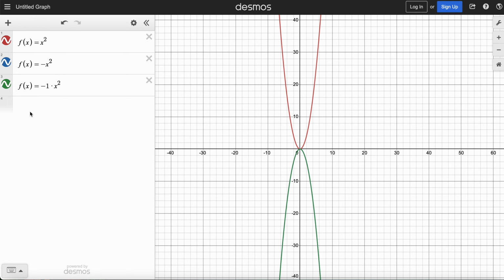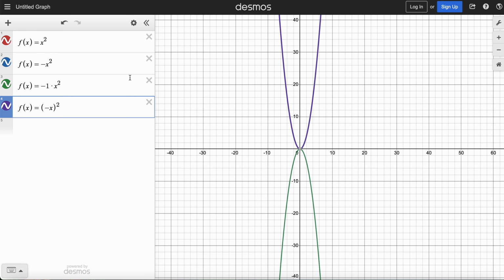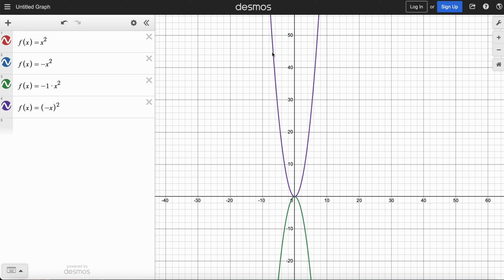Okay, now let's do another one. We're going to put it in parentheses. So f of x equals, and then in parentheses, we're going to do the -x squared. And look, that came up the same thing as the x squared. Can you see that? So when it's in the parentheses, no matter what value you put in for x, it is going to be a positive number. If you have in parentheses -6 squared, it's going to come up with the positive 36.